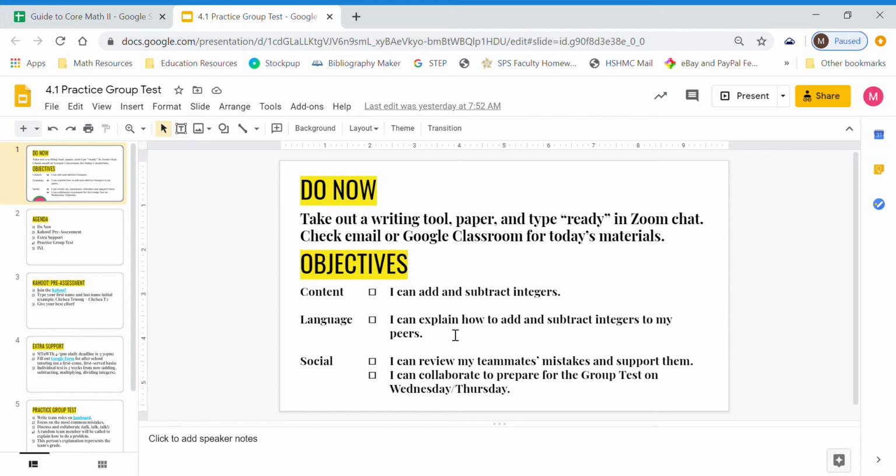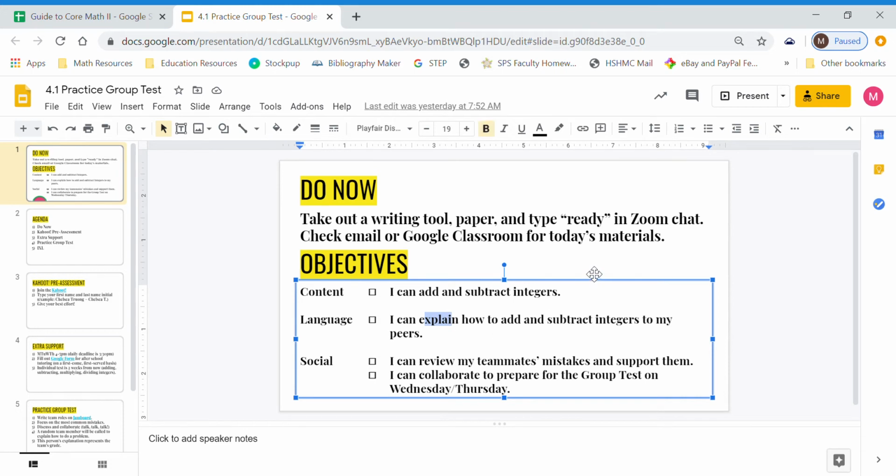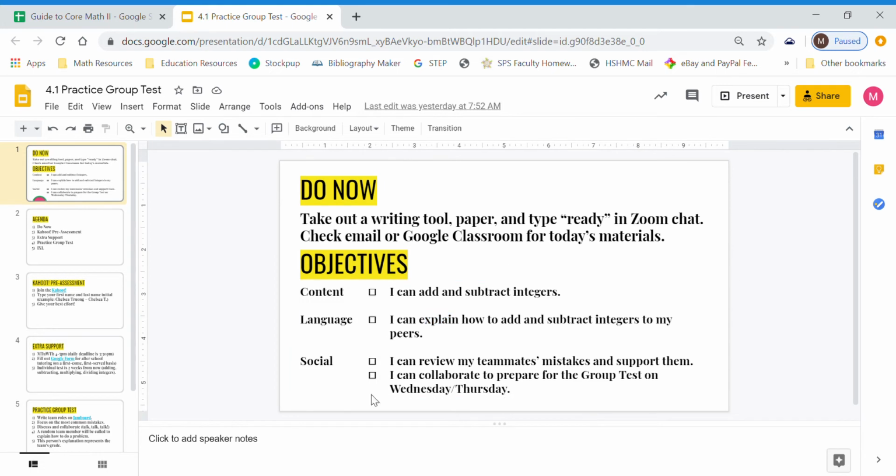Because we're practicing for the group test, it's very important that you're practicing how to explain each problem to your teammates so they know you understand how to do the problems. Social objective: I can review my teammates' mistakes and support them. Based on today's Kahoot results, you want to use the results as a way to see where people are at and support the students in need, and also practice improving your skills.